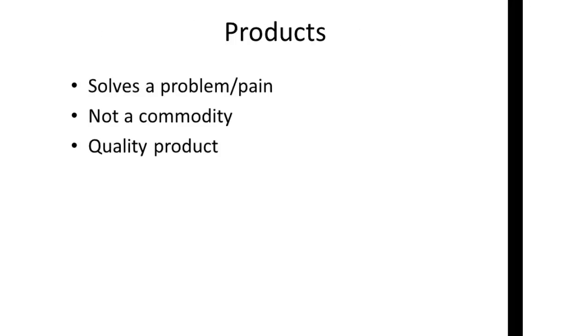The first one is products. It's very important that you sell products that solve a problem, that cater to a pain. This is very important. And you don't want to sell products that are commodities, something that someone can just easily go to Slot or ShopRite or go on Jumia and buy. Number three, you want to make sure that you sell quality products. This is important. It's going to help your campaigns on Facebook to convert.